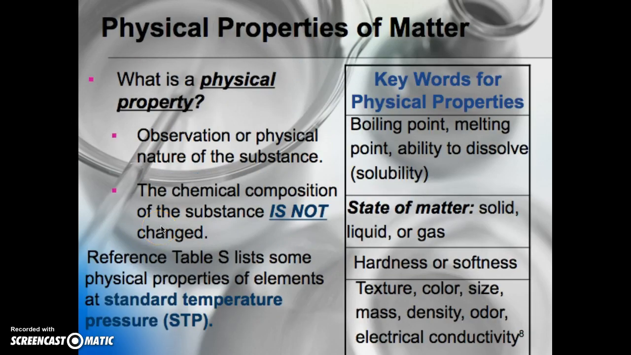A physical property, similar to physical change, is just an observation that shows a substance is not changing. So for example, I could identify the color, the phase of matter, whether it's a solid, a liquid, or gas. We could talk about the texture, color, size, mass, density, if something conducts electricity or not, the melting point, boiling point, if something is soluble or not. These are physical observations, something about the nature of the substance that does not involve the substance turning into or changing into a new substance.